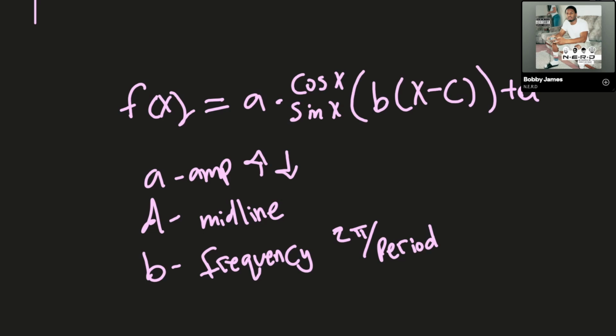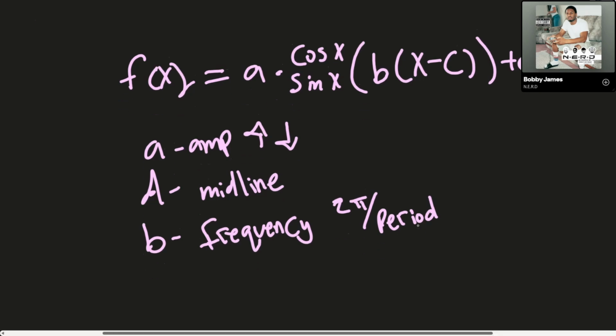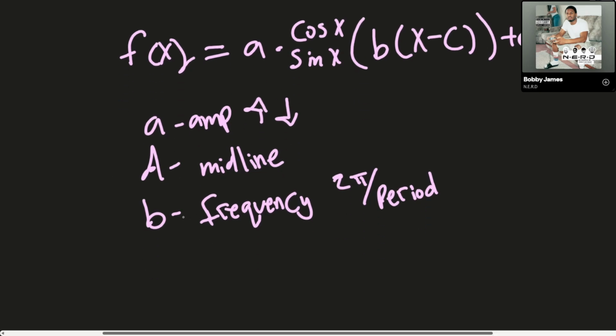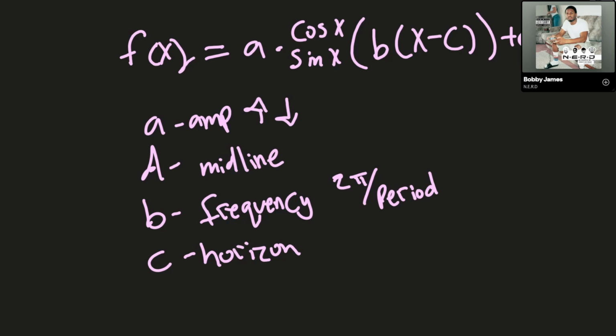I just want to clarify, is it 2 pi over b? Yeah, 2 pi over period. I'm sorry, that's always something that trips me up. And finally, c is just the horizontal shift. It's nothing crazy. Just remember opposite signs, and that is about it.